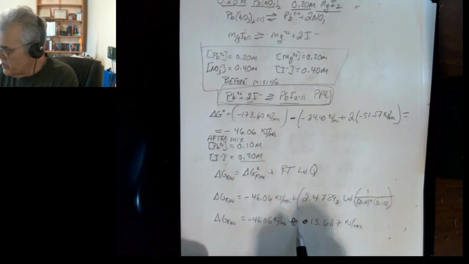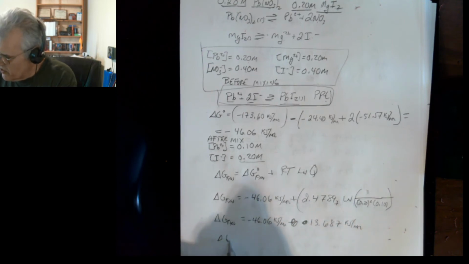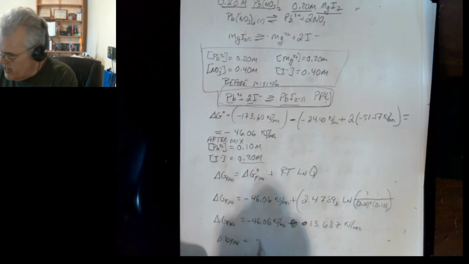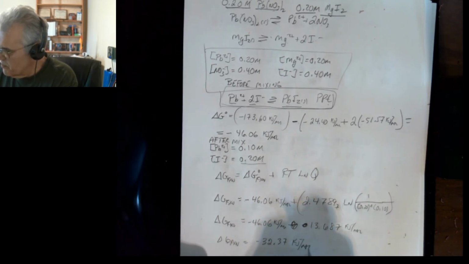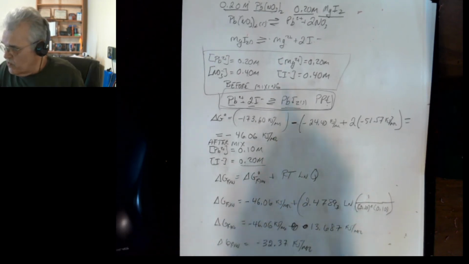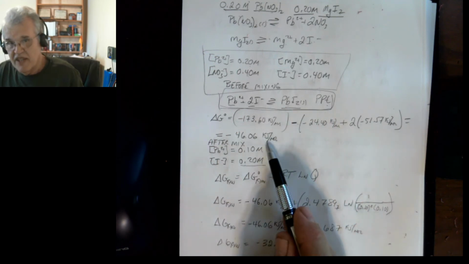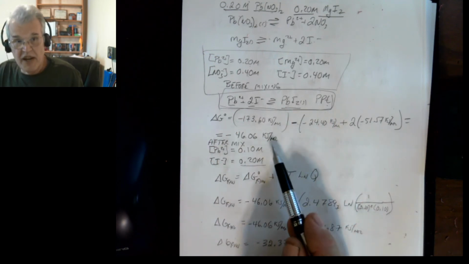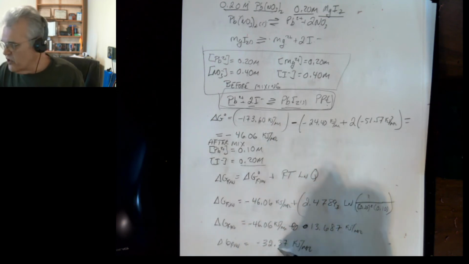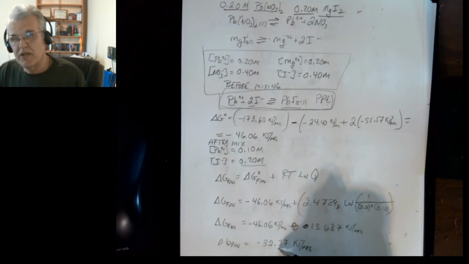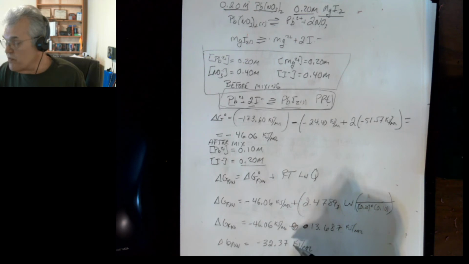So 46.06 plus 13.687 gives me a final delta G of reaction equal to negative 32.37 kilojoules per mole. Now note one thing. When we just did the basic thing, it was negative 46. Is that a spontaneous reaction? Yes, it is. Negative value. And look, after dilution, it's still spontaneous, but there's not as much driving force. The delta G is now down to negative 32.37.